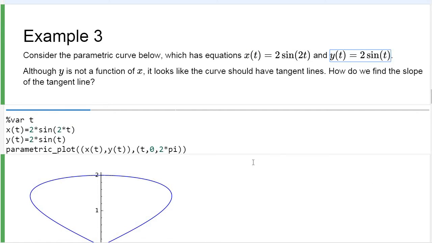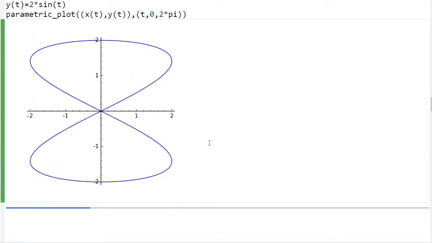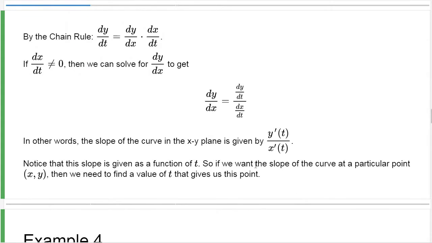And here's the graph. Now you can tell y is not a function of x. It doesn't pass the vertical line test. But if you look at any point here, it looks like there should be a tangent line there, or over here there should be a tangent line there. So it seems like this curve has slope even if y isn't a function of x. It's sort of perhaps a couple functions of x glued together. Well, maybe more than a couple, several functions of x glued together. So let's go ahead and try to find out how we can find the slope.